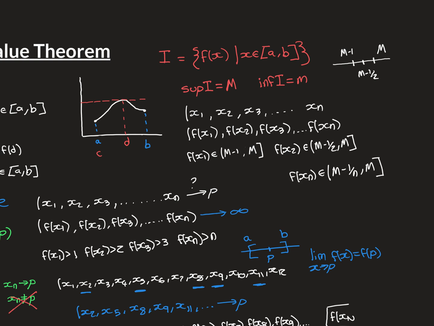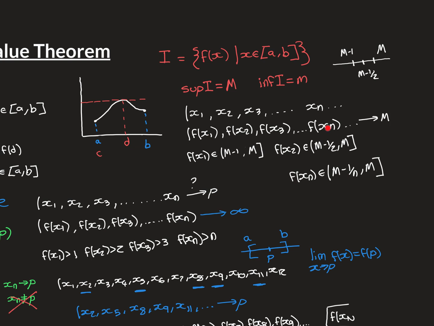So you're going to continue building these sequences in this way. x3, you'll choose such that f of x3 is inside the interval from m minus 1 over 3 to m. And then you'll continue on with x4, x5, x6. The general nth term is chosen such that f of xn is inside the interval m minus 1 over n to m. And you're always guaranteed to be able to find such an xn because m minus 1 over n cannot be an upper bound, and therefore there must be something that is bigger than it.